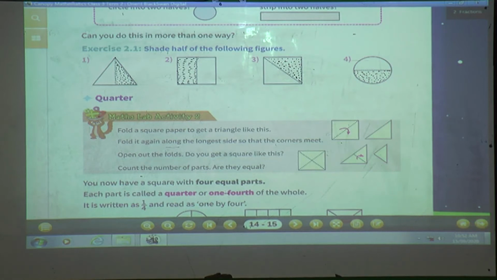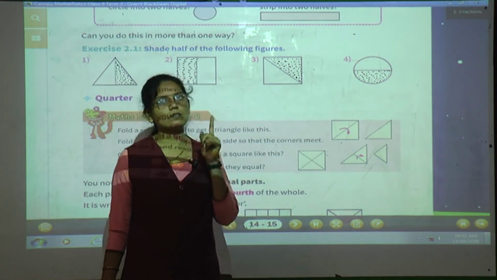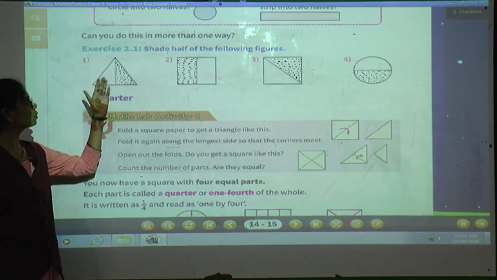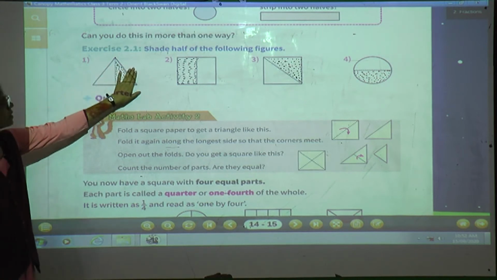Say along with me. When something is divided into two equal parts, each part is called half. Very important word, that is equal parts. When something is divided into two equal parts, each part is called half. Now you can see here a triangle. This triangle they have divided into two equal parts. So each part is called half. This is half part and this is half part.